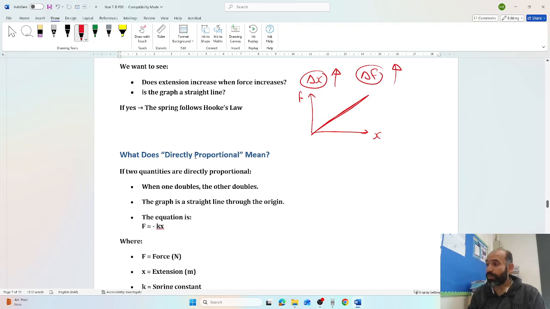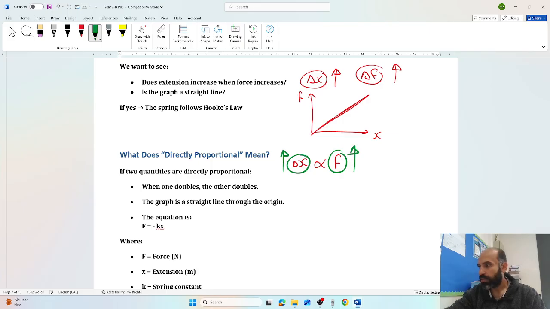Now we are trying to explain what's meant by directly proportional. In this case, we will write that displacement is directly proportional to force. This means that if the force is doubled, the extension will be doubled, and so on. So, what's meant by directly proportional? If two quantities are directly proportional, this means that when one of them is doubled, you multiply it by 2, the other also will be doubled. And it will be represented by a straight line.